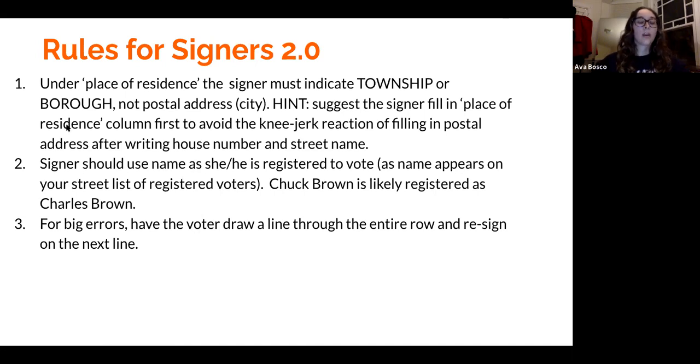name. This signer should also use their name as they are registered to vote. So if they have Chuck Brown, he's likely registered as a Charles Brown. You might want to ask them ahead of time just to clarify. For big errors, you'll just want the voter to draw a line through the entire row and re-sign on the next line.